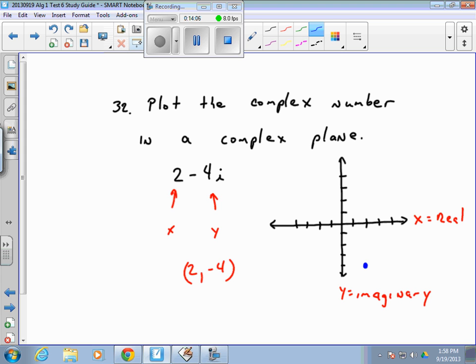Then it says plot the complex number 2 minus 4i. Remember, the first number is the real number. That's the x-axis. So you start at the origin, and you go to the right 2 since it's positive 2. The second number, negative 4i, is the imaginary one. Remember, imaginary ends in a y. It's on the y-axis. It's negative, so it tells you to go down 4. So go to the right 2 and down 4, and we'll plot our point right there.